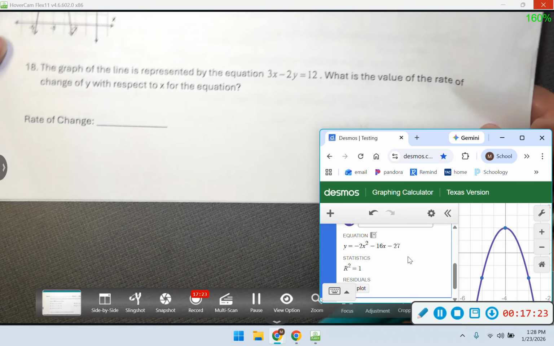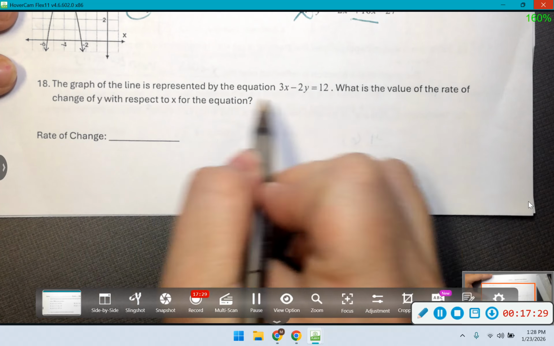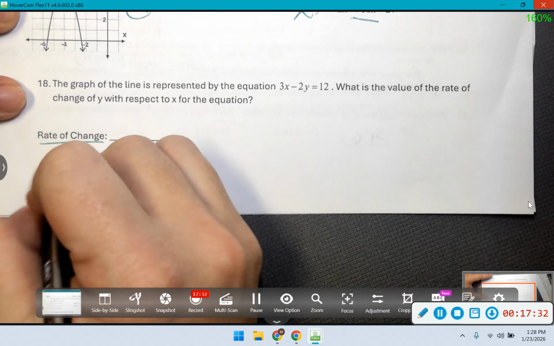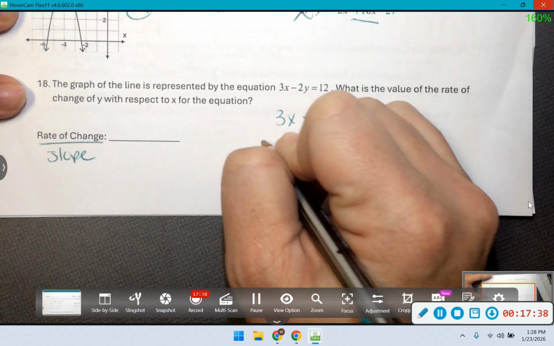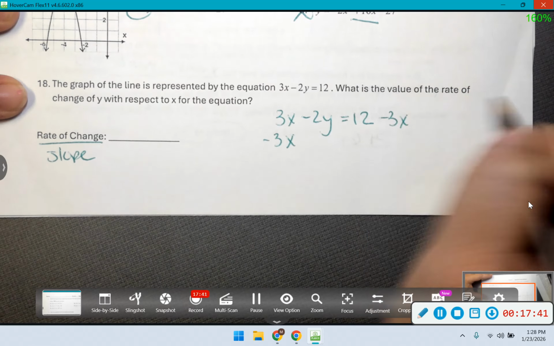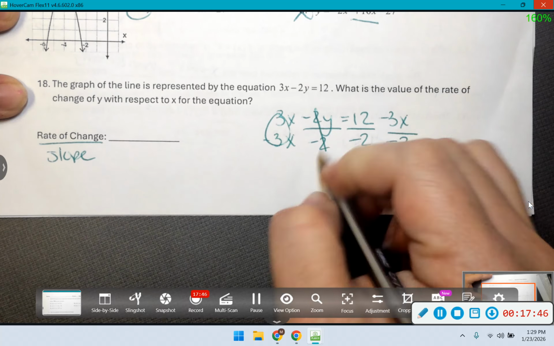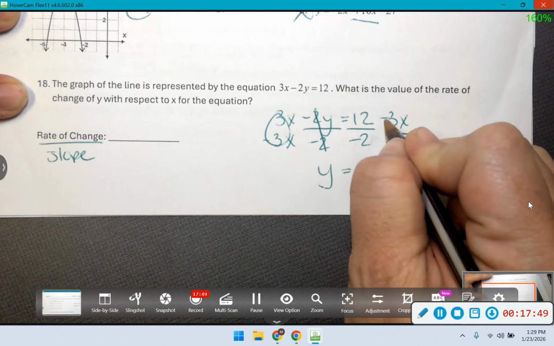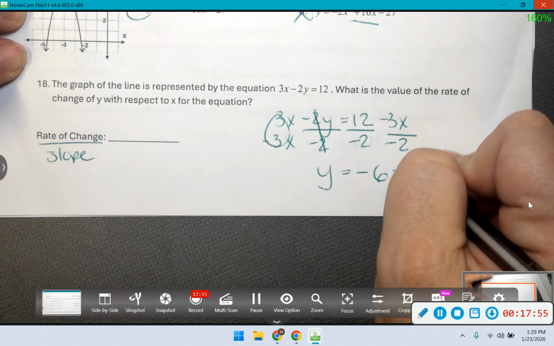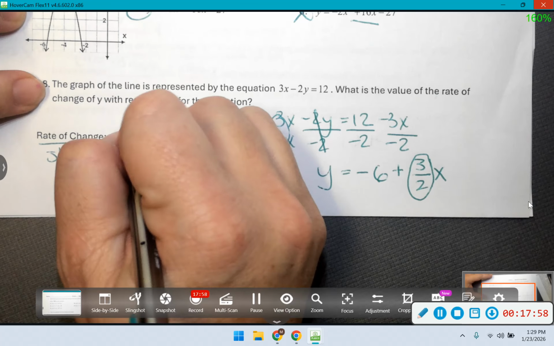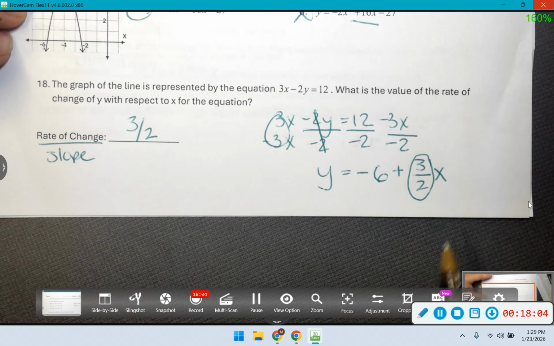Okay, last but not least, it says the graph of the line is represented by the equation here. What is the value of the rate of change, which is just slope? So we have to solve for y. So we have to move our x and divide by what's in front of y, which is negative 2. So that leaves me with y equals negative 6, 2 negatives makes a positive 3 over 2 x. And the only piece of that that is my slope is what's in front of x. X is not part of that. So only 3 over 2. If you write 3 over 2x, that is wrong. It's just what's in front of x.